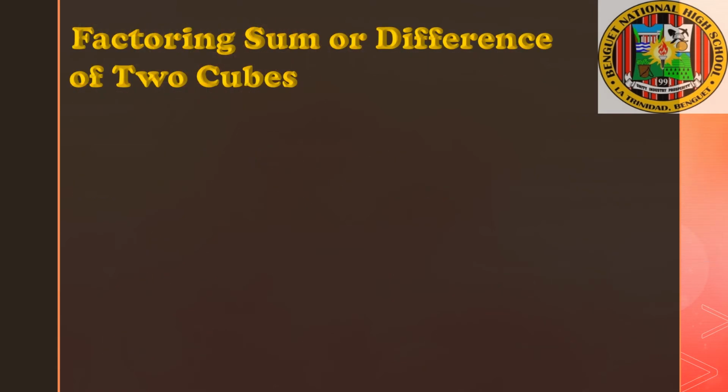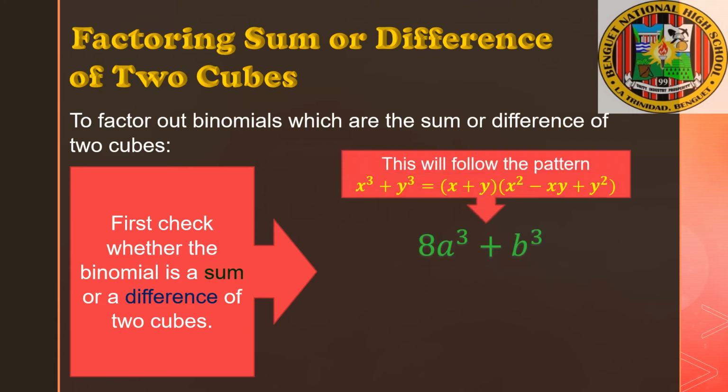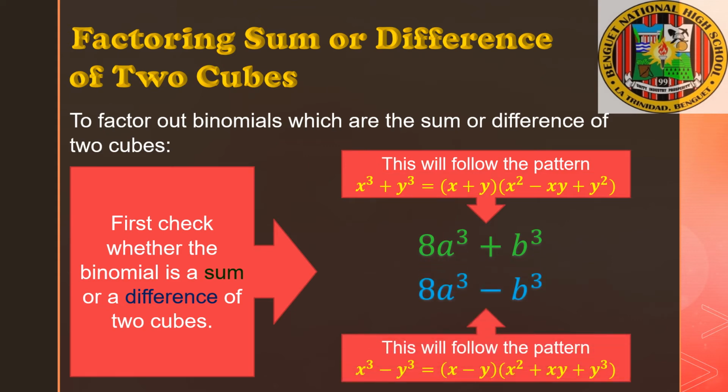Remember the patterns we have shown previously as we go through the steps that we need to follow in order to factor out the binomials, which are the sum or difference of two cubes. So the first thing that we need to do is to check what binomial we are working on. Is it a sum or a difference of two cubes? Because of course, a different binomial will use a different pattern for the factors. Check carefully.